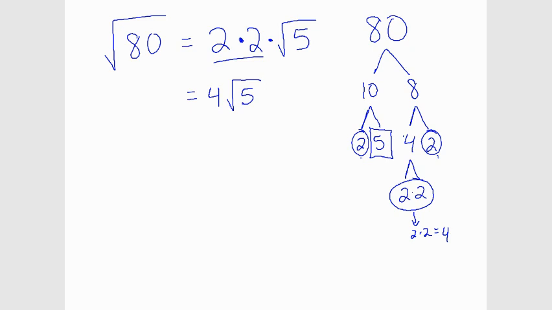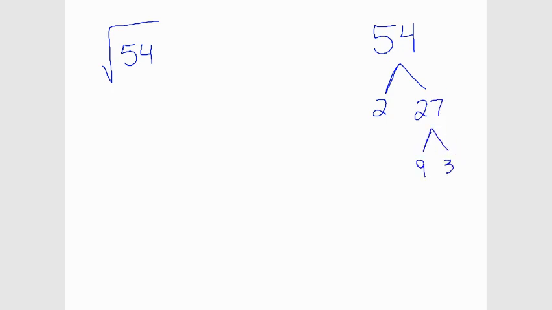All right, let's go ahead and look at another example, square root of 54. So we'll start with a factor tree of 54. I see that it ends in 4, so I know it's divisible by 2. 2 times 27. And then from there, I get a 9 and a 3, and then the 9 breaks down into 3 and 3. So again, we're looking for pairs.